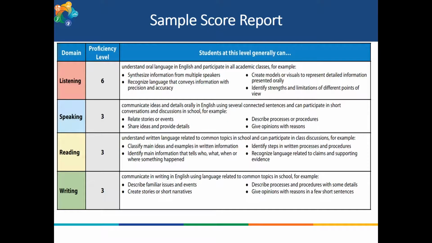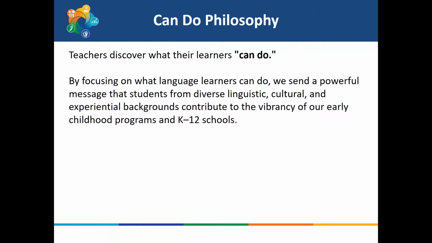So I'd like to bring your focus to the statements in the last column of the score report. This area highlights what the student can do in each domain area. And again, I mentioned that this is a great starting point for instruction, but it also shows the heart of WIDA's philosophy, where it is all about what the learners can do at various stages of language development. So WIDA's Can Do philosophy is all about having teachers discover what their learners can do. By focusing on what language learners can do, we send a powerful message that students from diverse linguistic, cultural, and experiential backgrounds contribute to the vibrancy of our early childhood education programs and K-12 schools.